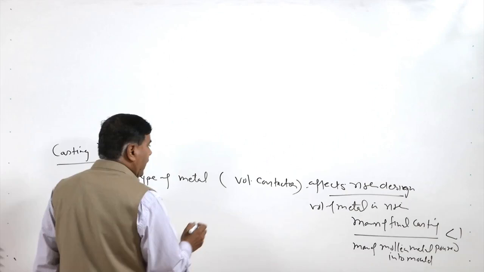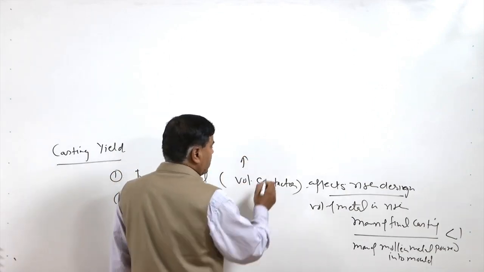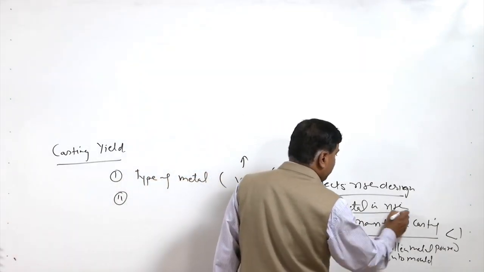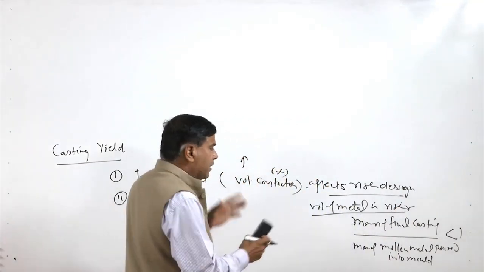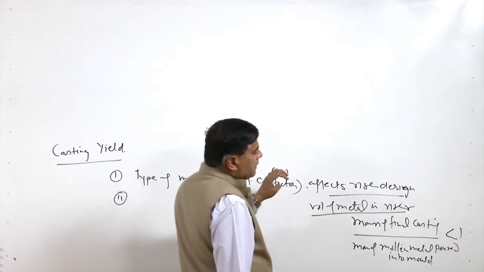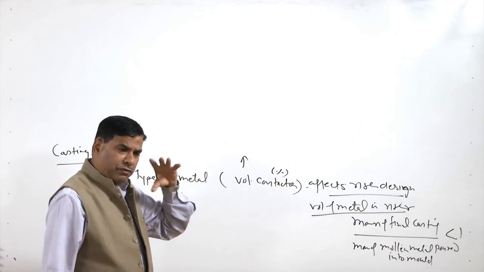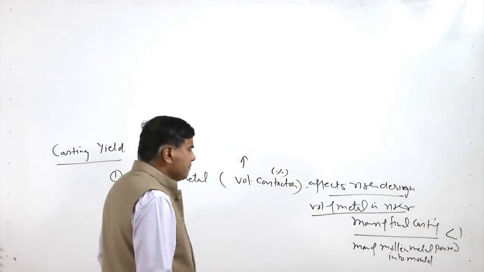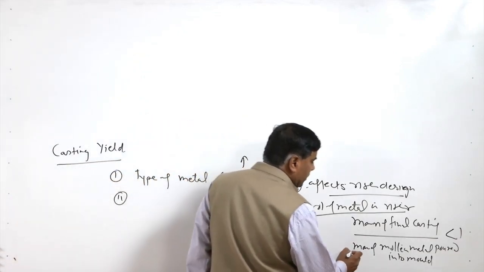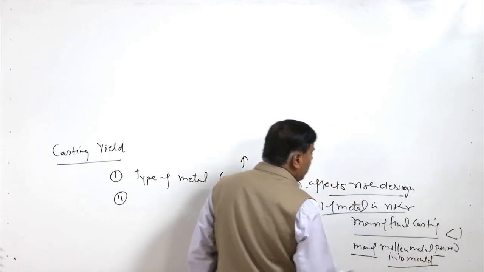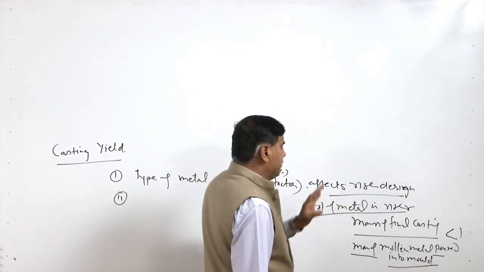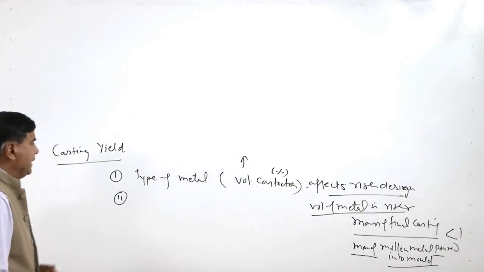In general, the higher the volumetric contraction, which is expressed as a percentage, the greater the volume of metal required in the riser. If a greater volume of metal needs to be fed into the riser, then a greater amount of molten metal will solidify in the riser, which in turn reduces the yield of the casting. So, the mass of molten metal to be supplied into the mold in the case of high volume contraction metals will be more.